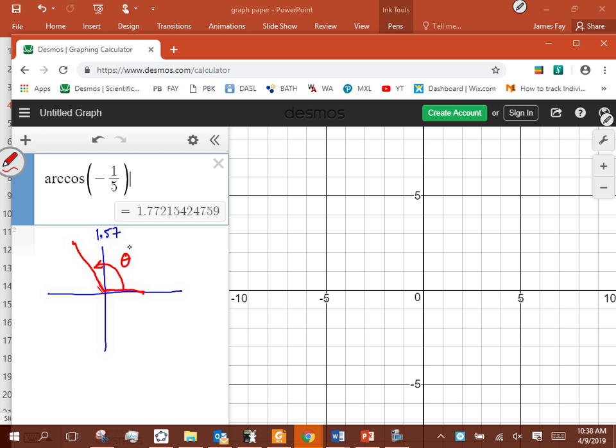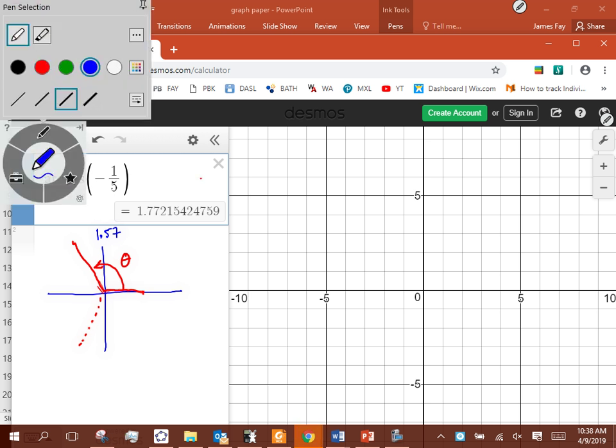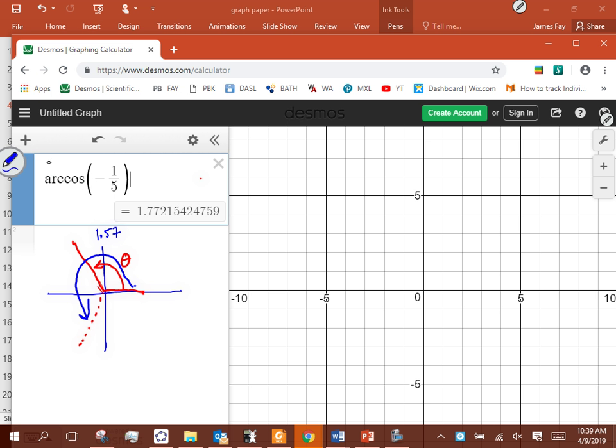Now, the other place that cosine is negative would be down here, right? Okay, that would be the terminating ray. But the angle for that would be that big. So we have to figure out a way of figuring this out, okay? You can do one of two things, or maybe even multiple things, I don't know.